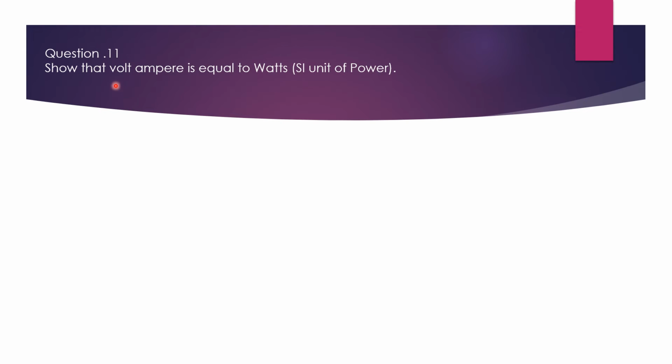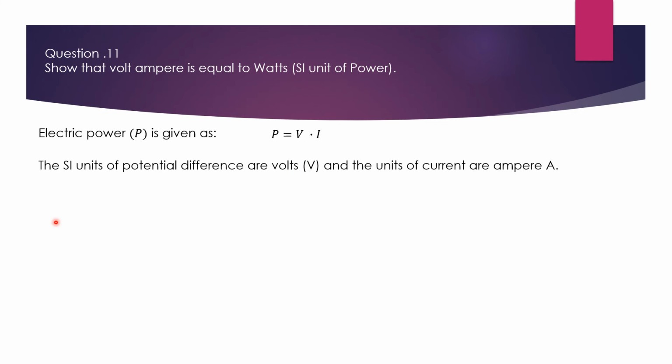Question number 11. It says, show that the volt ampere is equal to the watt, the SI unit of power. The electric power P is given as P equals VI. In SI units, the potential difference is in volts V and the unit of current is ampere A. So we can write this as P equals volt ampere. Power is equal to volt ampere. Write this as equation 1.